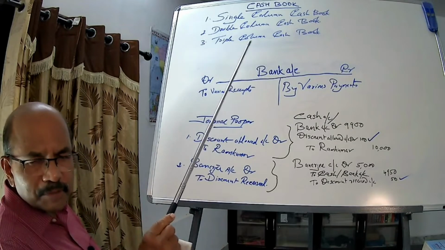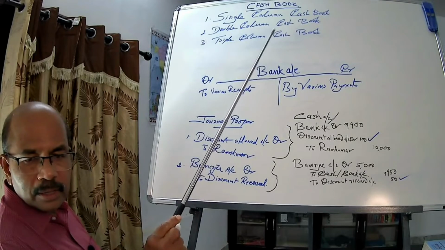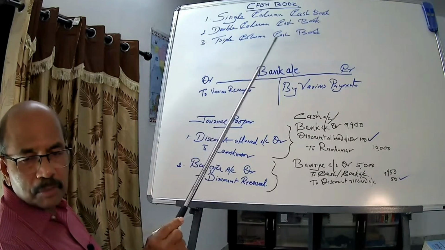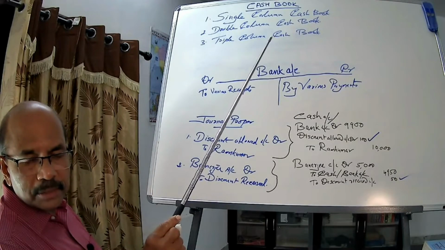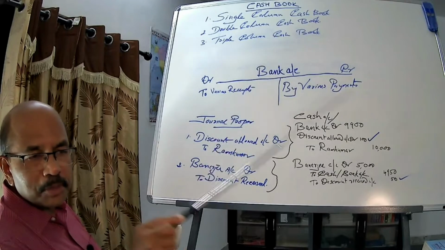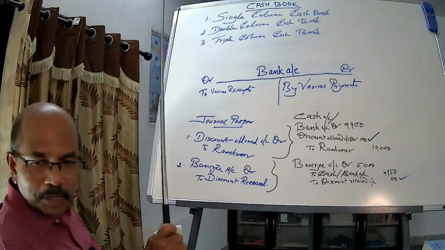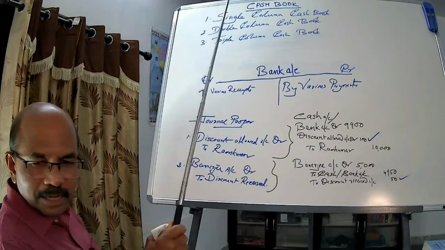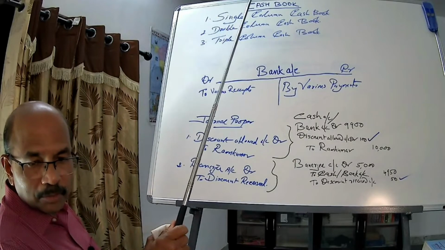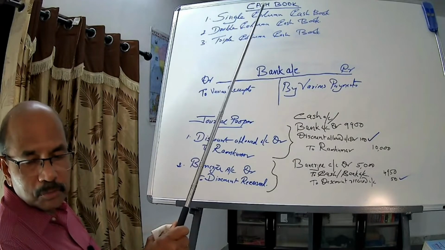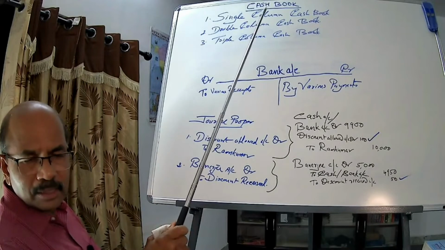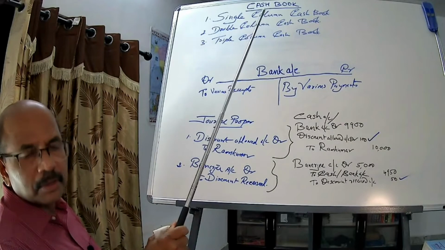Cash book will be in a very simple way. Only a cash column will be there to accommodate what is coming into the cash box and what is going out of the cash box. As simple as that. Whatever comes will be debited, whatever goes will be credited. We will deal with one or two sums on it later on.